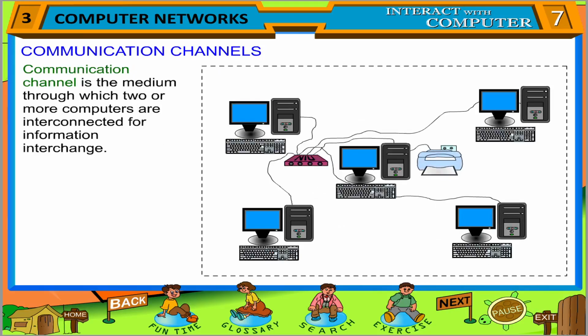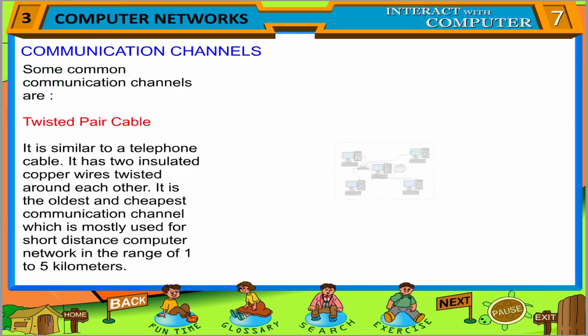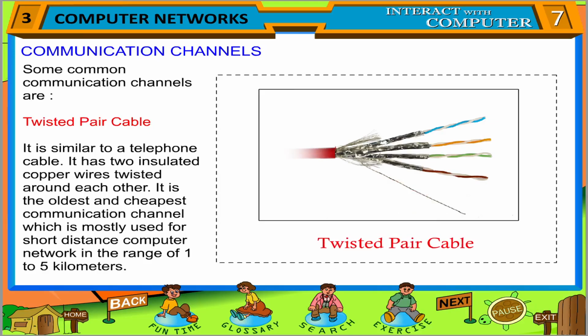Communication channels. A communication channel is the medium through which two or more computers are interconnected for information interchange. Some common communication channels: twisted pair cable. It is similar to a telephone cable. It has two insulated copper wires twisted around each other. It is the oldest and cheapest communication channel, which is mostly used for short distance computer networks in the range of 1 to 5 kilometers.